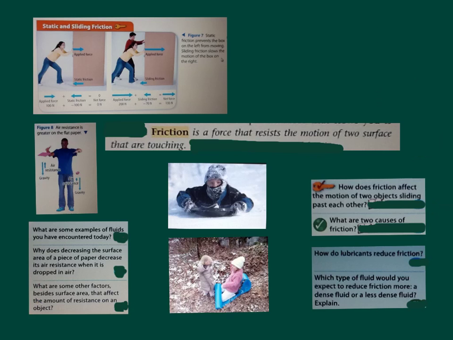Okay, so now we're going to talk about friction. If you slide across a smooth floor in your socks, you move quickly at first and then you stop. The force that slows you is friction. Okay, friction is one of our vocab words, so please write this definition down. Friction is a force that resists the motion of two surfaces that are touching. There are several types of friction, which we're going to get to in a few minutes, but please make sure that you have this vocabulary word as well as that definition written down.